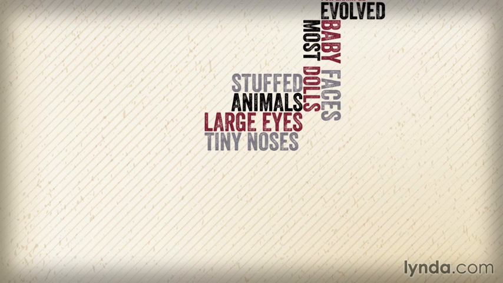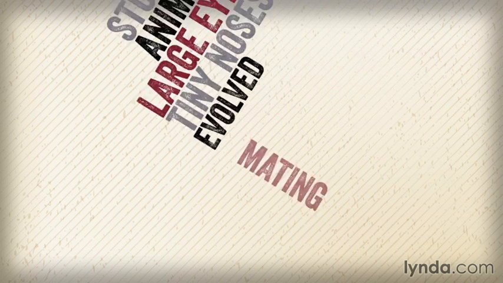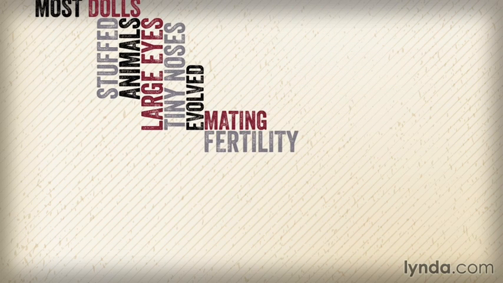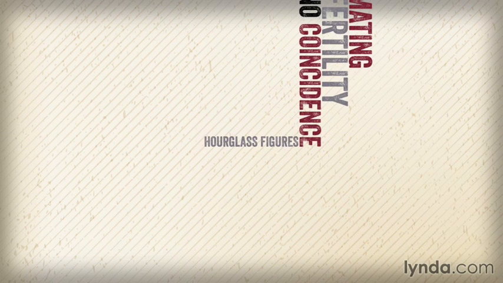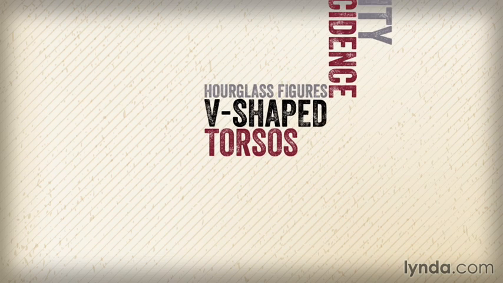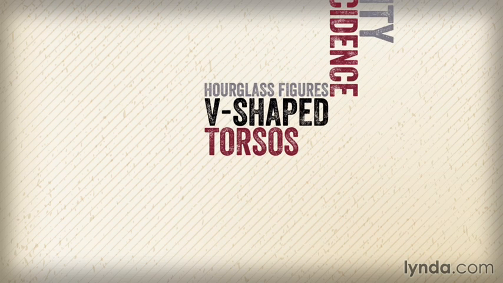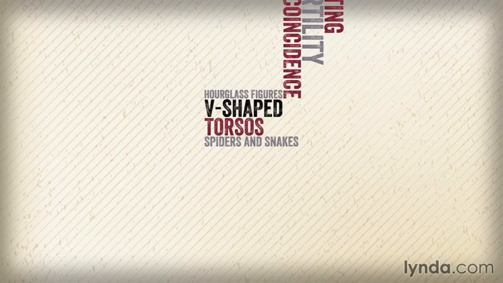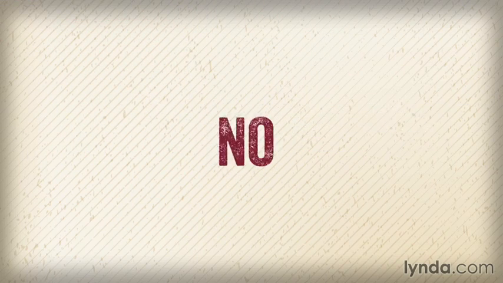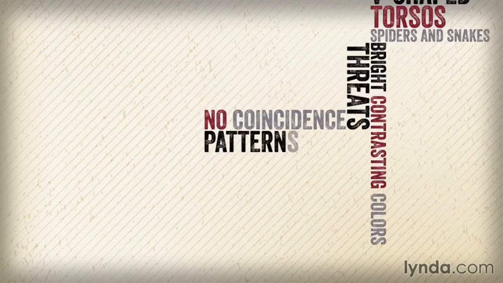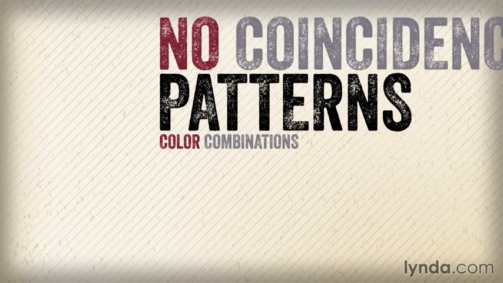We evolved to pay special attention to mating and fertility cues. So it is no coincidence that men are drawn to women with exaggerated hourglass figures, and women to men with exaggerated V-shaped torsos. We evolved to associate spiders and snakes and bright contrasting colors with threats. So it is no coincidence that things with these patterns and color combinations attract our attention.